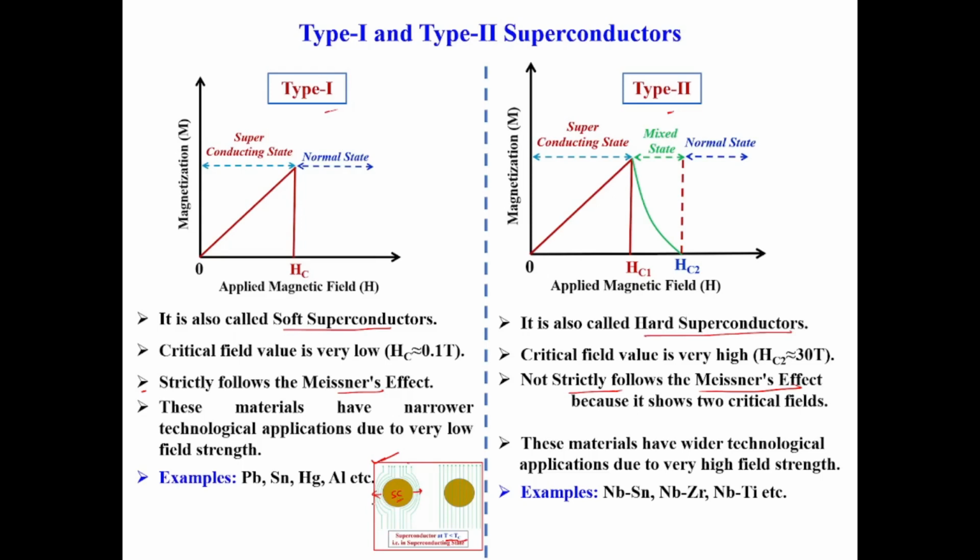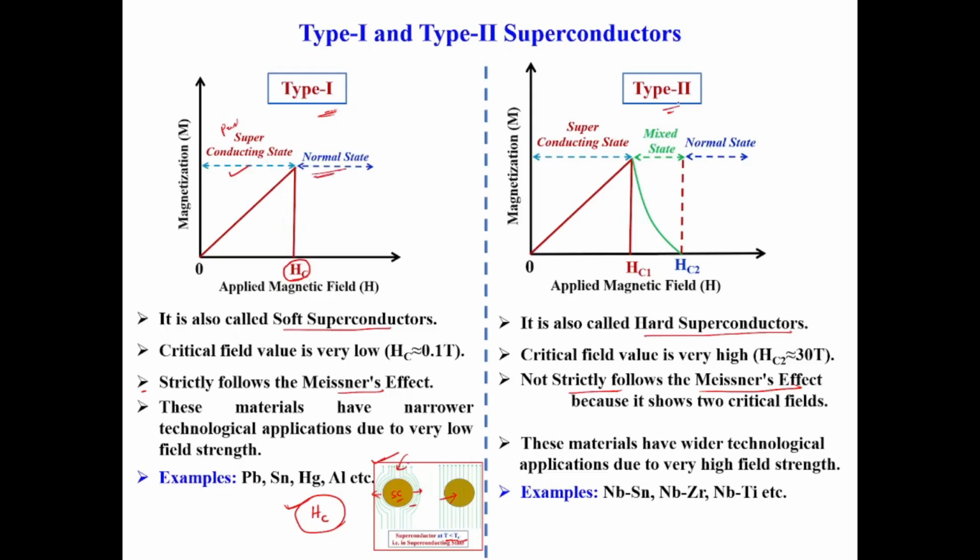If I increase the magnetic strength, then at a particular magnetic field, all the flux will enter inside, and that field is called the critical magnetic field Hc. This is the so-called Meissner effect. So a type 1 superconductor strictly follows the Meissner effect. That means below Hc it is in the pure superconducting state, and just above it, it transitions sharply to the normal state.